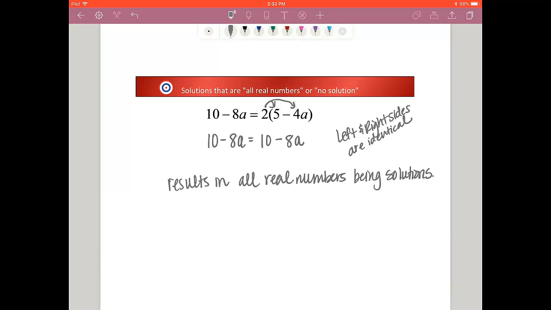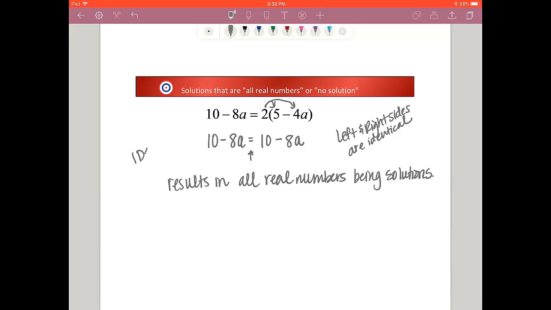So no matter what number I put in for A, 10 minus 8 times 2, for instance, is the same thing as 10 minus 8 times 2. If I decide to make A a 5, 10 minus 8 times 5 is the same thing and 100% equal to 10 minus 8 times 5. So they're mirror images of one another.